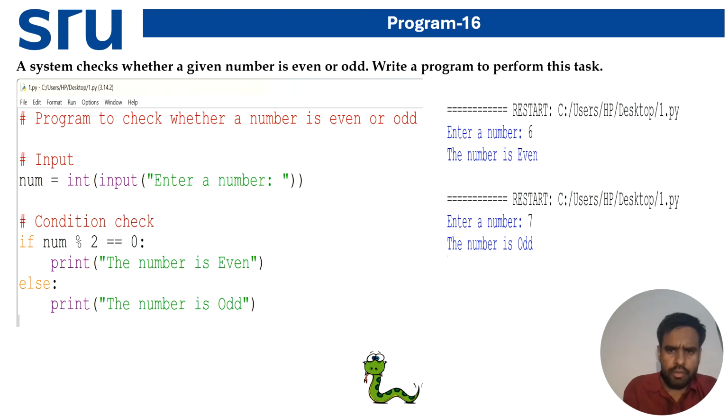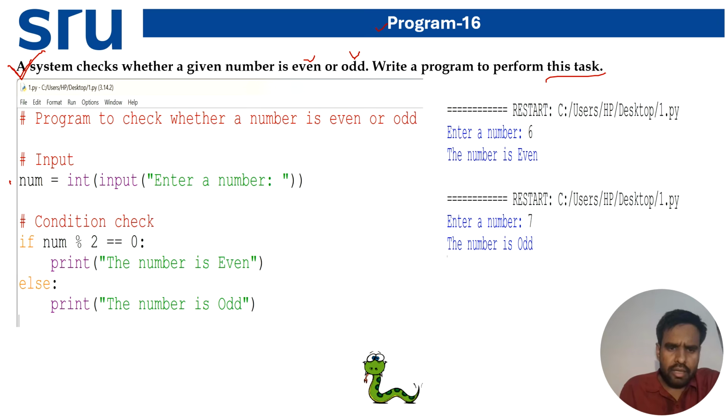Now coming to program number 16. What is the program? A system checks whether a given number is even or odd. Write a program to perform this task. Basically this program comes under the conditional statement, but I am discussing it here because this is a very simple program. Do not worry, in the conditional statement section I will give the syntax for that. So how can we check whether the number is even or not?